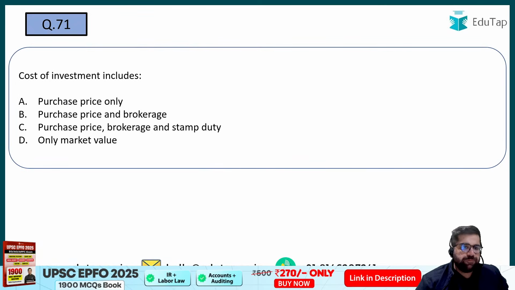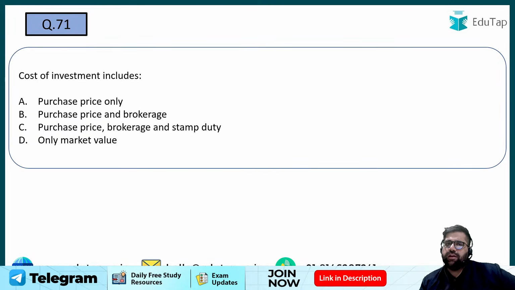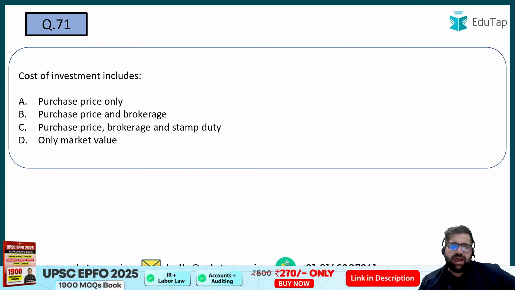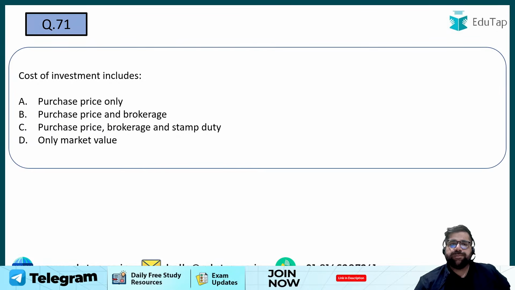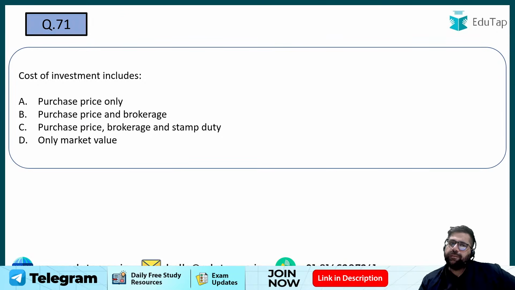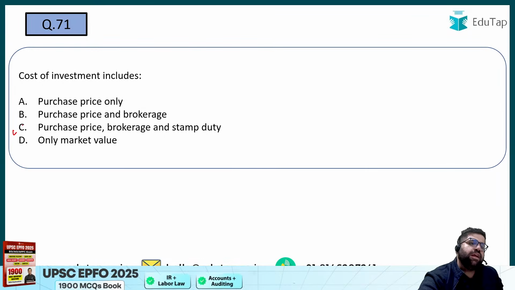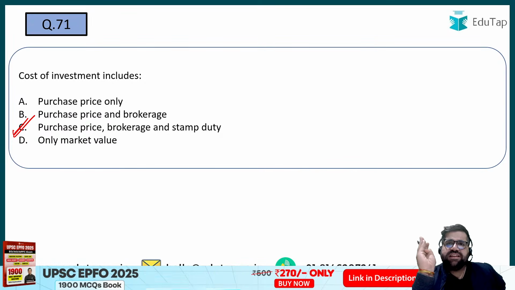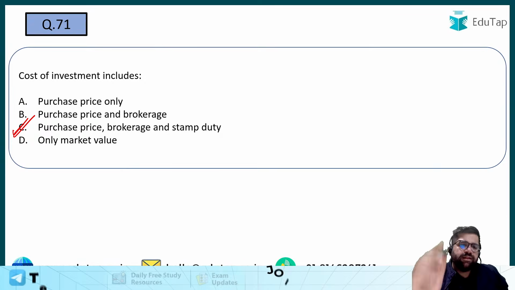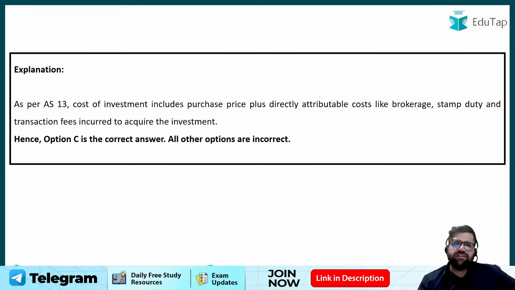Let's go, 71 now. Cost of investments includes what? Purchase price, purchase plus brokerage, only market value, or purchase, brokerage and stamp duty. So what will cost of investment include? Yes, it will include everything. I told you this before also, that cost of investments will include everything: purchase price plus brokerage plus stamp duty. Therefore, your correct answer will be option number C itself.